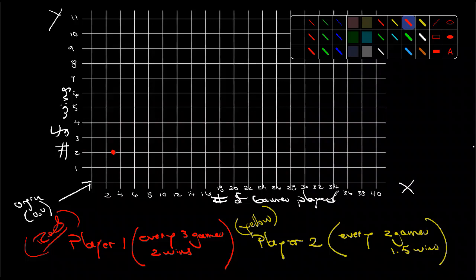So now we need to go over 3 more games played and then go up for 2 more wins. So it would be 1, 2, 3. So it would be 6 games that have now been played. And 2 more wins. So I'm going to go from 6 up 2 more. So it would be right here.